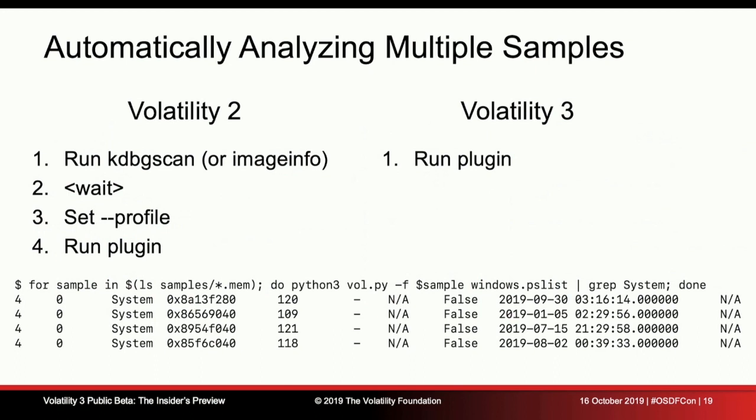Another thing we can do is allow you to analyze many memory samples at once. So I heard the reception for no more --profile being needed, and this kind of shows that. With Volatility 2, if I gave you a directory of memory samples and you didn't know what Windows version they came from, you'd have to run kdbgscan or imageinfo. You'd get the profile out of there. You'd have to set --profile on the command line. And you'd have to do that for every memory sample before you could run a plugin.